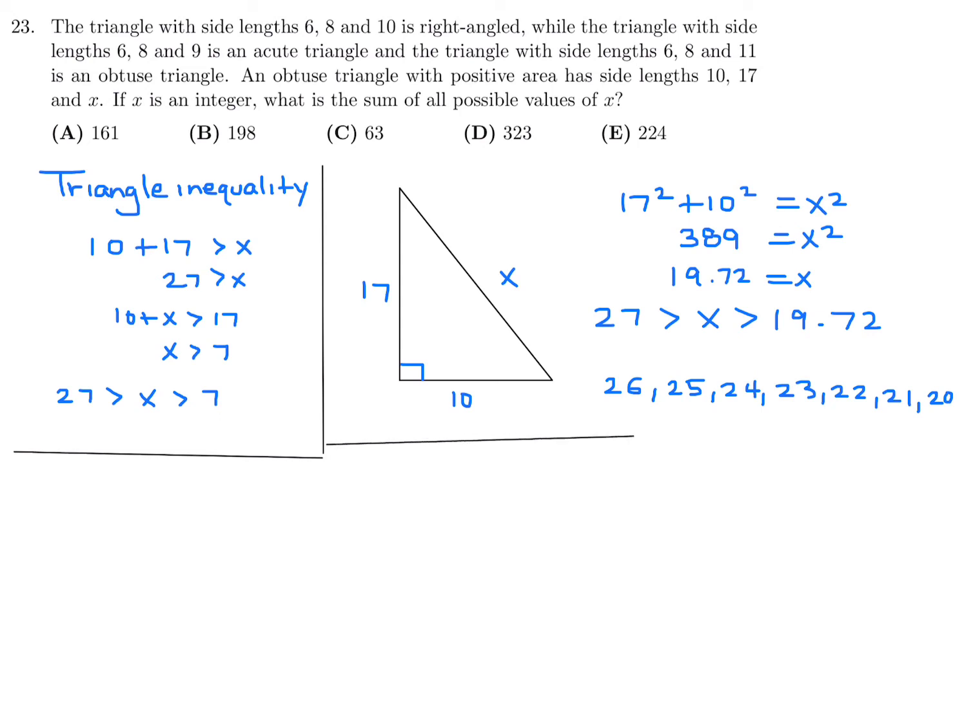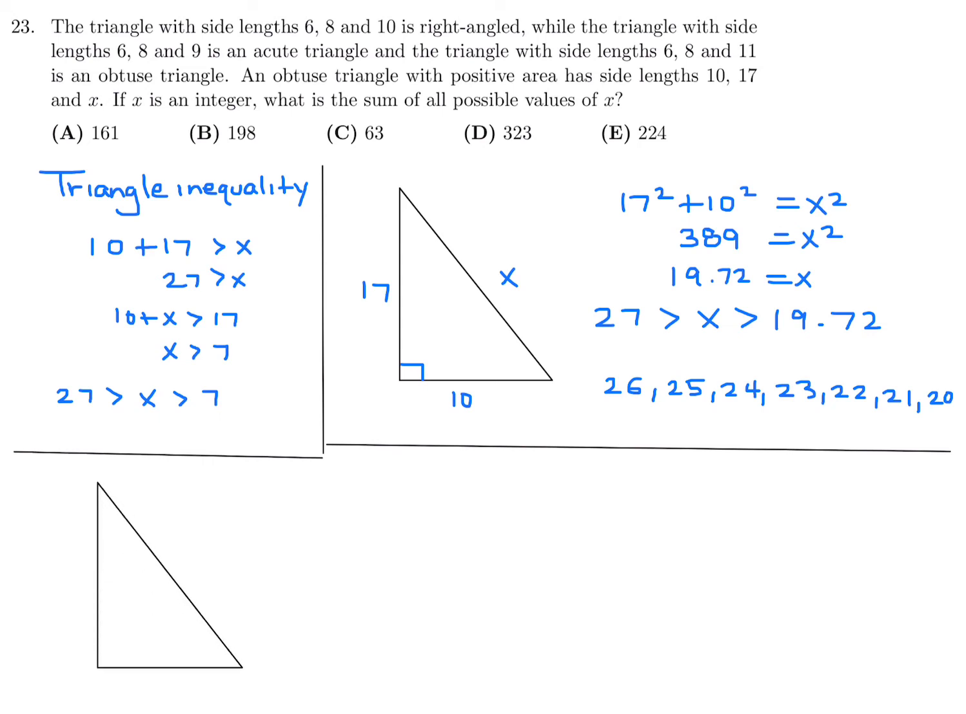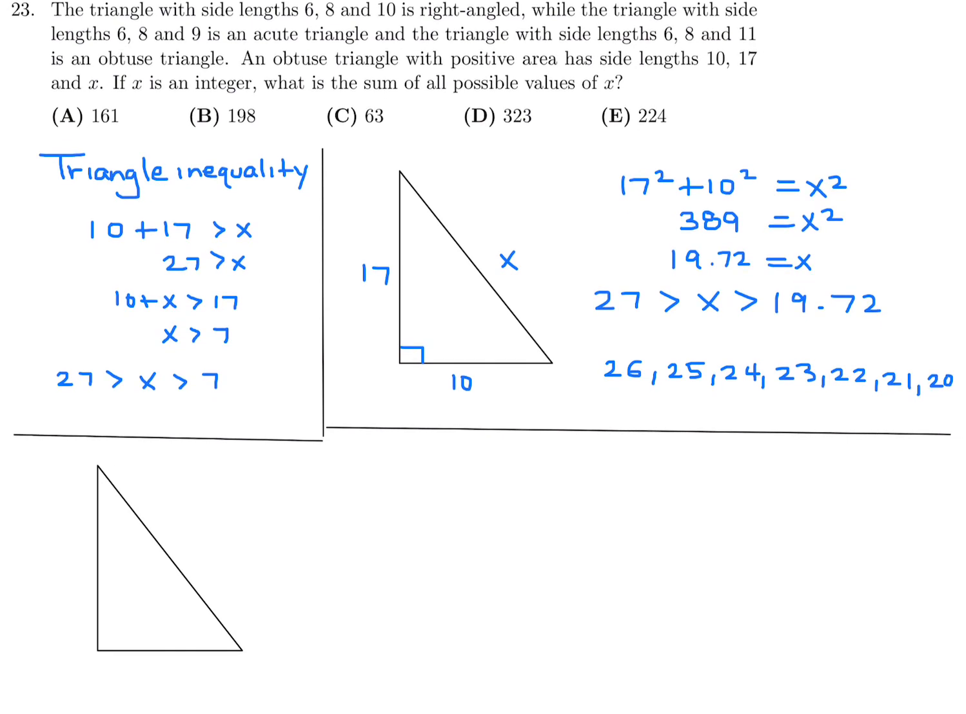Okay, so far so good. Now we have to look at another scenario. And that other scenario is obviously when x is one of the legs. So the first one we had made x the hypotenuse, but now we have to look at what happens when x is one of the legs. So for example, if this is x, then we can put, say, 17 here and 10 here.